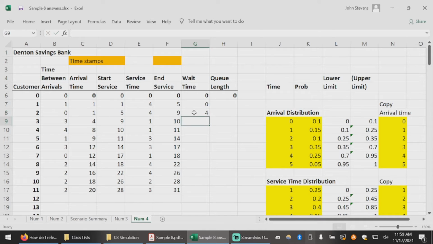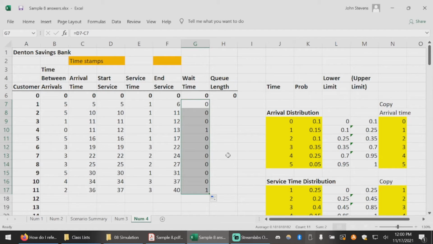4. The difference. Customer 3's arrival is minute 4. They have to wait until minute 9. They wait 5. Why bold? I don't know. It's pretty obvious, I hope, that the formula is the start of service minus the arrival time. That is how long they wait. Now we're going to have to recalculate and then generate a whole bunch of new numbers.